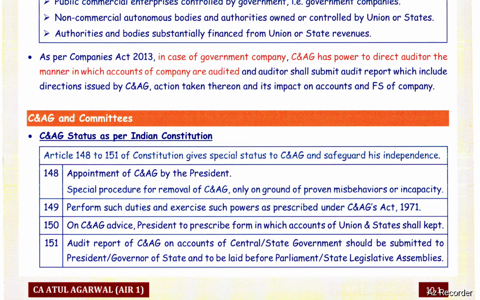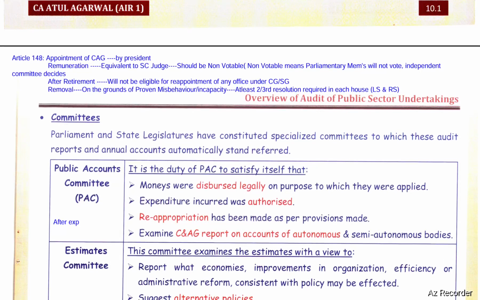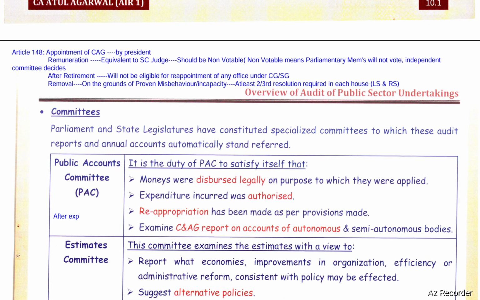CAG and committees. CAG status as per Indian Constitution. Article number 148 to 151 of the Constitution gives special status to CAG and safeguards his independence. Article number 148, appointment of CAG by President and special procedure for removal of CAG only on grounds of proven misbehavior or incapacity. Article number 148, appointment of CAG. CAG appointment will be done by President.